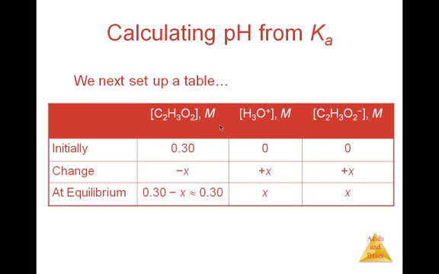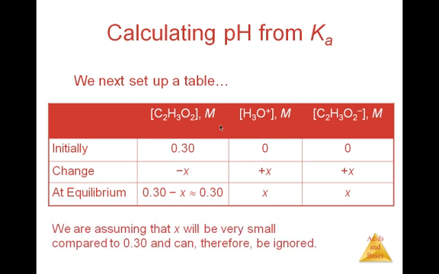Then you're going to set up your table. It's the same ice table that you set up previously, and you're assuming that X will be very small compared to 0.3 and can pretty much be ignored, because when you're looking at how much acetic acid dissociates, very, very little dissociates. It's a very weak acid. So because of that, the 0.3 minus X is not going to change its concentration very much at all. Actually, 98% of acetic acid does not dissociate. It stays C2H3O2H. It just stays there.